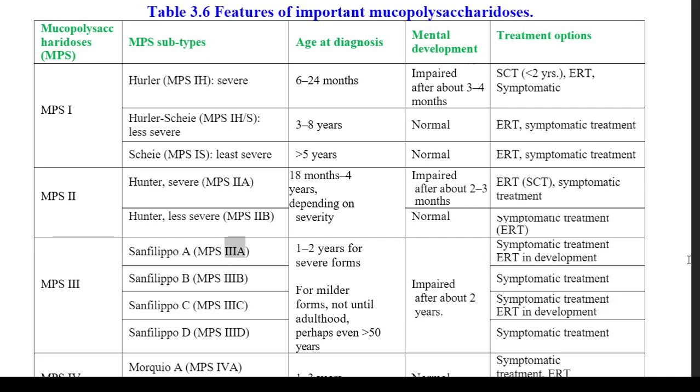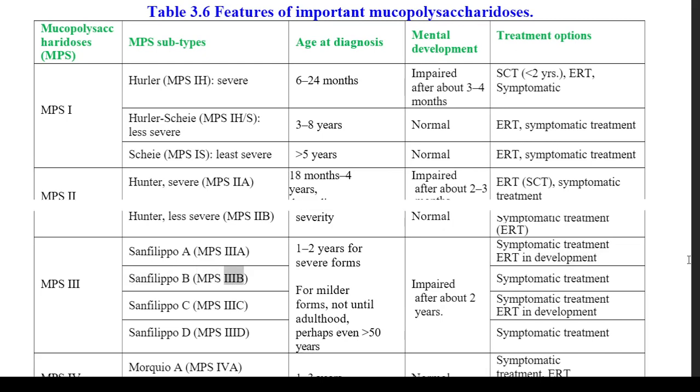Sanfilippo A, MPS IIIA. Diagnosed at 1 to 2 years for severe forms. For milder forms, not until adulthood, perhaps even greater than 50 years. Mental development impaired after about 2 years. Symptomatic treatment. ERT in development.